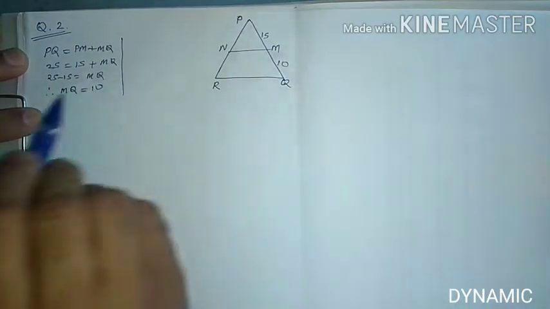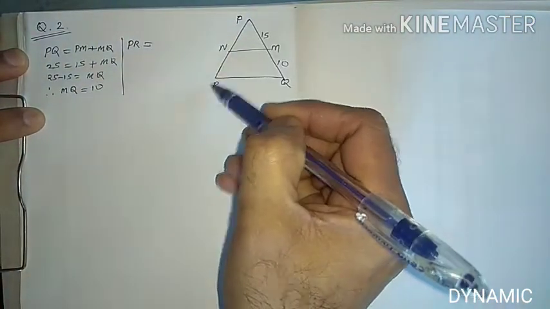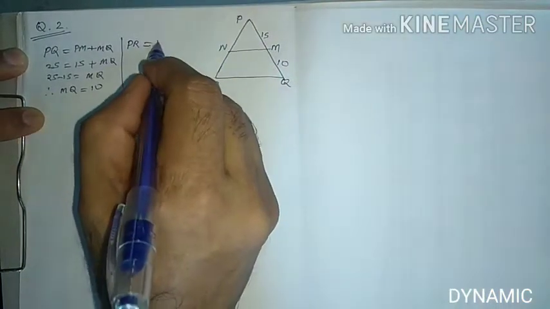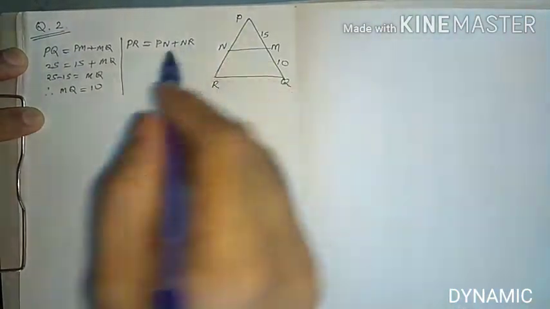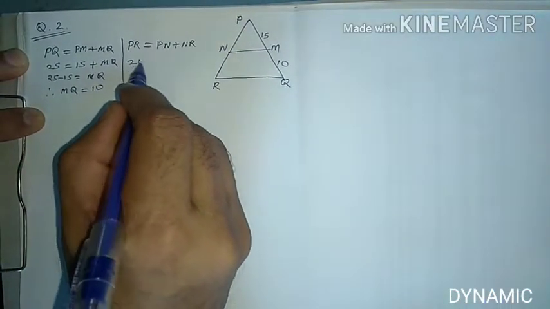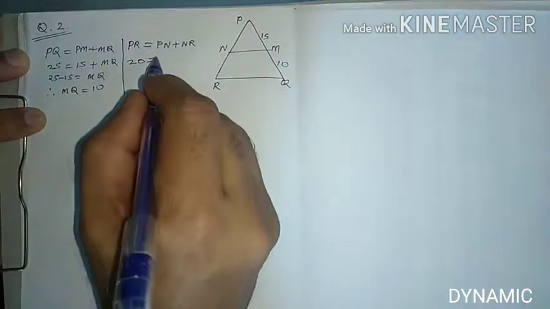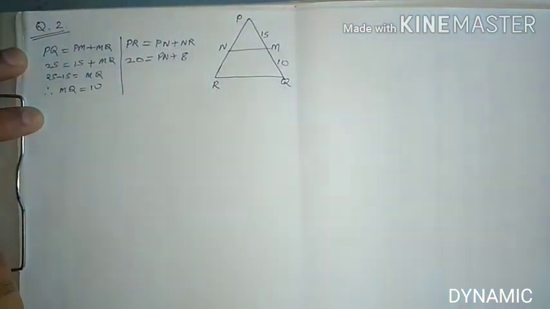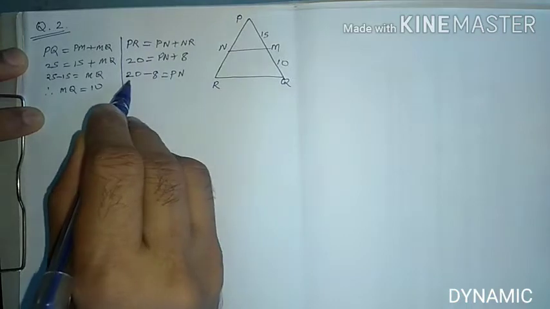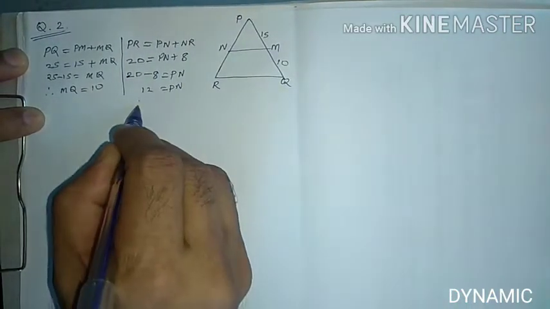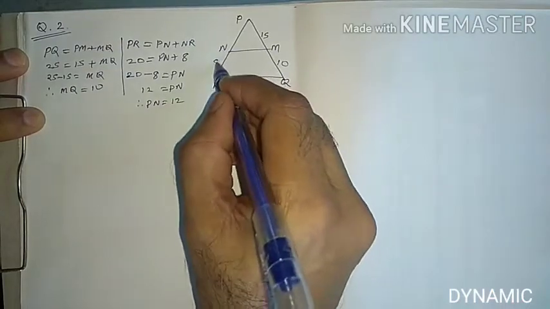Now, the other one. PR is 20. PR is equal to PN plus NR. But PR is given as 20, and NR is given as 8. So PN plus NR is 20, therefore 20 minus 8 is equal to PN. 20 minus 8 is 12. Therefore PN is 12. Here NR is 8 given, and this is 2.